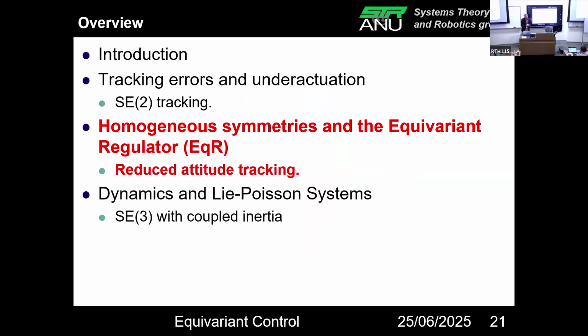All right, let me talk a little bit about homogeneous symmetries in the equivariant regulator. What I wanted to do in this one is break the mold a little bit, in that every problem is posed on a Lie group. This problem is not posed on a Lie group, it's posed on a homogeneous space, which means that the Lie group is a separate object acting on a lower dimensional manifold. That's the goal of what I'm trying to do here, and then I've wrapped it a little bit around the equivariant regulator.